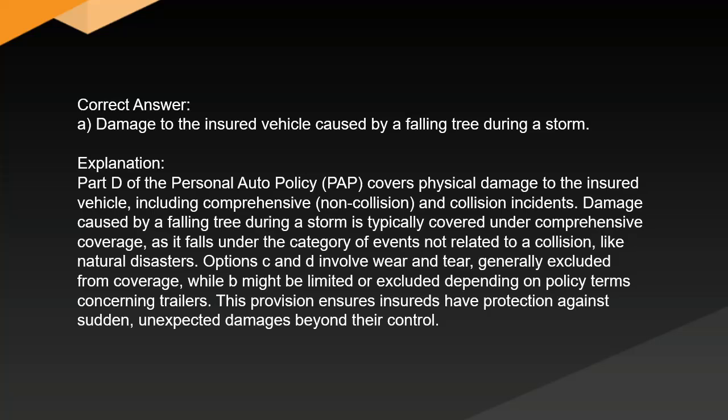Options C and D involve wear and tear, generally excluded from coverage, while B might be limited or excluded depending on policy terms concerning trailers. This provision ensures insureds have protection against sudden, unexpected damages beyond their control.